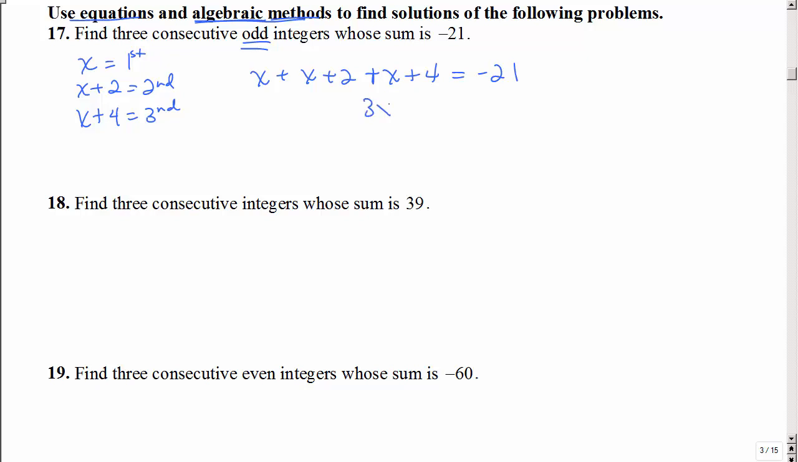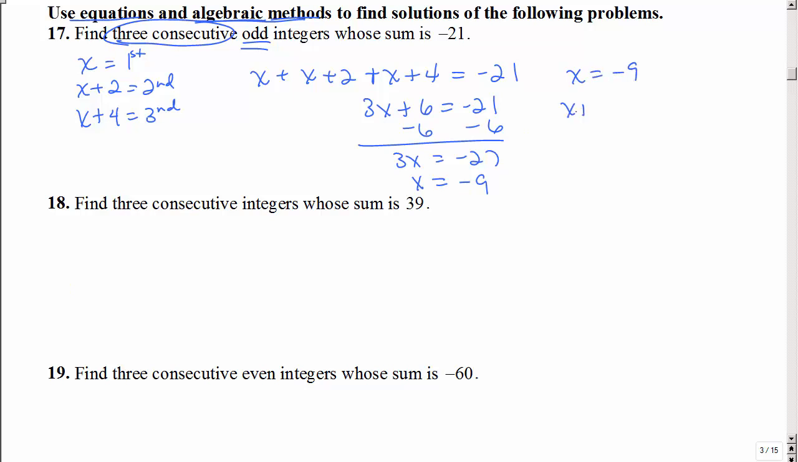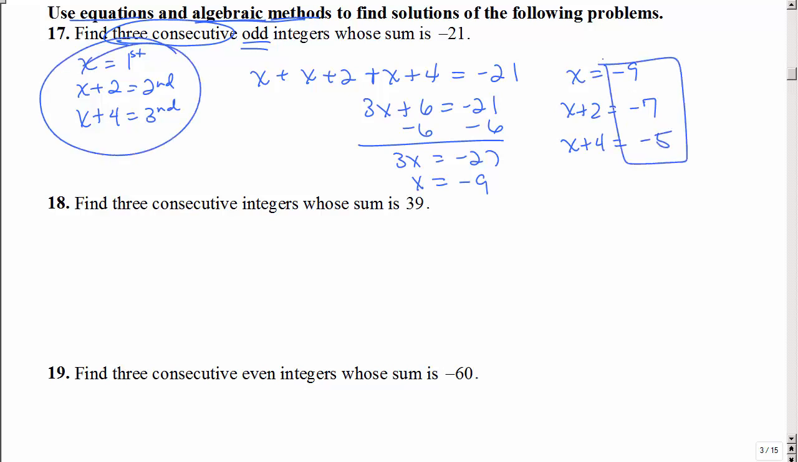So collecting like terms, subtracting 6, and dividing by 3. And don't stop there, because we're supposed to find all 3 of them. So that's x. So x is -9, x plus 2 is -7, and x plus 4 is -5. So you're coming back here and finding all 3. You could add them up. That would equal -21. Now remember, that's odd. Look at the next one.